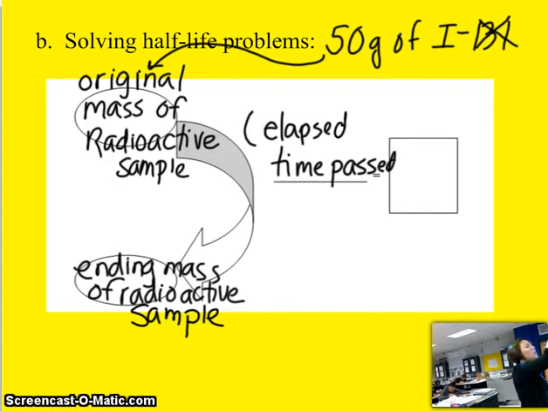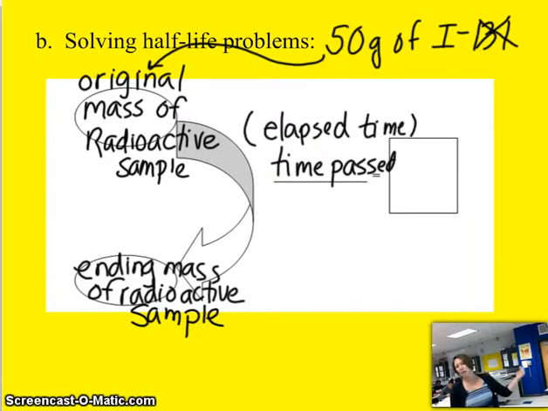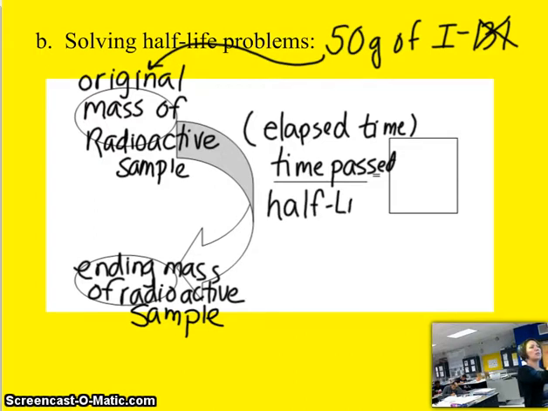How much time has gone by between our start and end? 20 days, 30 days, 14 hours, it's the time that's gone by. In the denominator here, then you'll put the half-life. If 8 days have gone by and our half-life is 2 days, then 4 half-lives occurred. So the actual half-life goes under here. That way you can divide those to get how many half-lives have occurred.